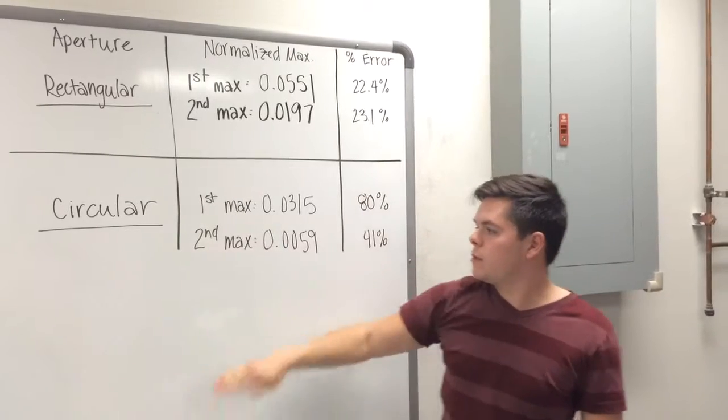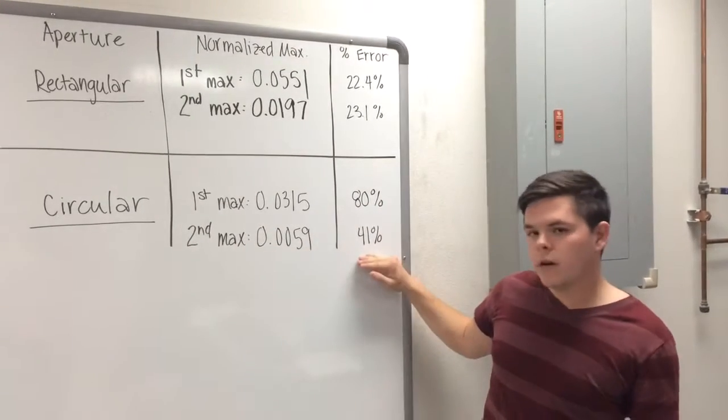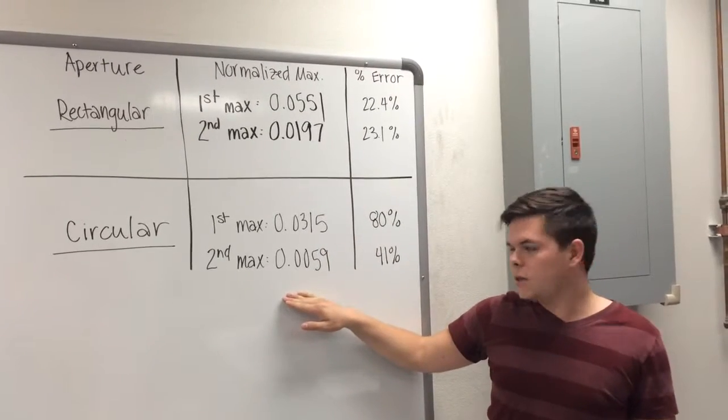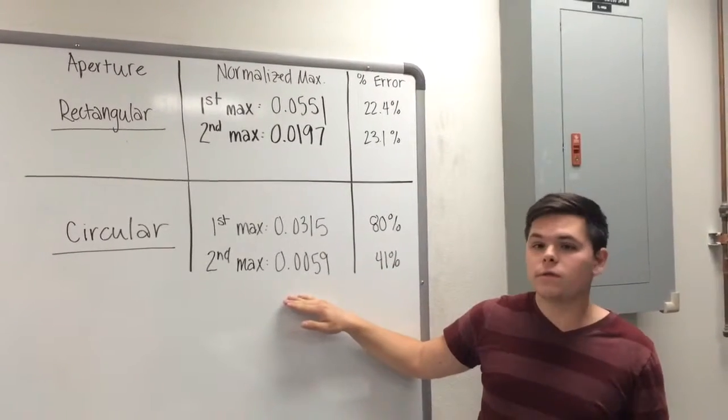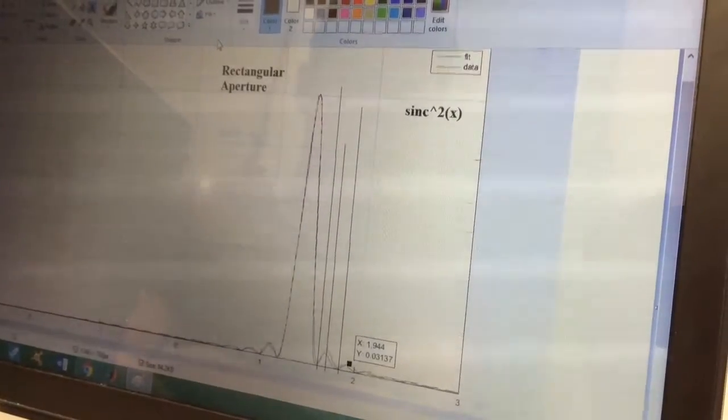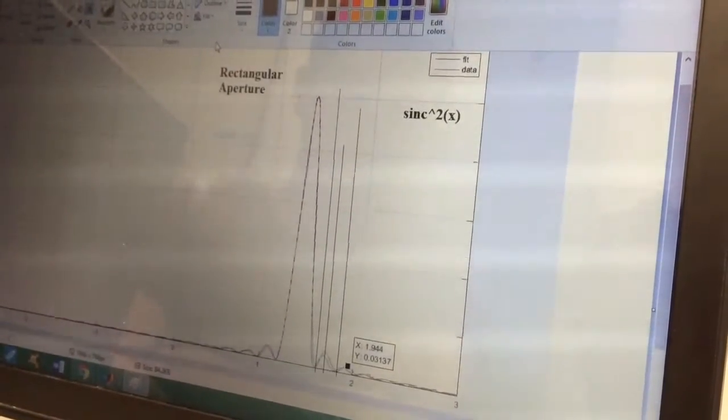And for the circular aperture, these are our maxima and worst error with 80% and 41%. But because these numbers are so small and our initial intensity was 1, the shape of the graphs was actually really close to what it should be. This is the graph for the rectangular aperture. As you can see, it fits the sinc squared function really well.